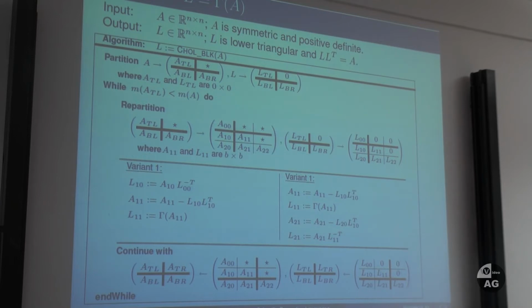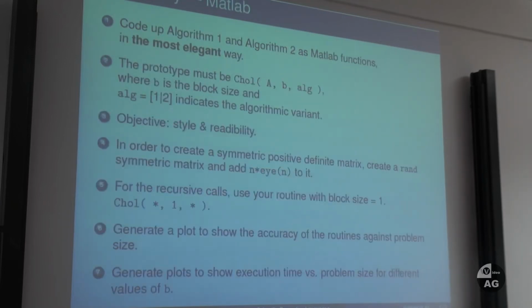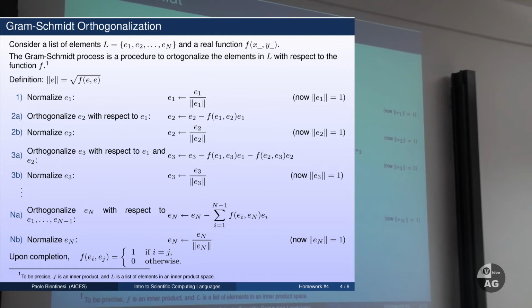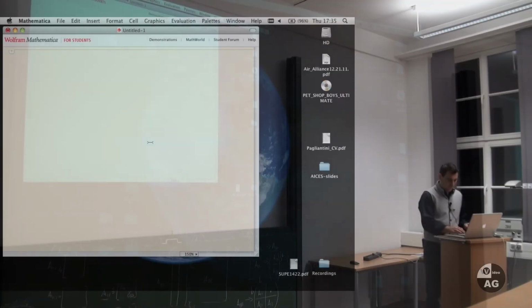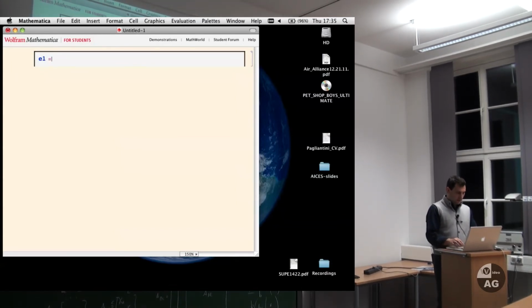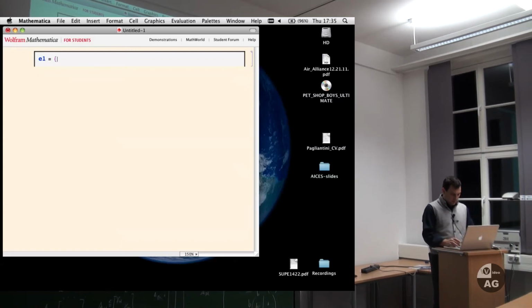Are we brave enough to move on to the second part of the assignment? This is Mathematica. And I put together these notes on Gram-Schmidt orthogonalization. Since I didn't want to scare you guys away, I tried not to talk about inner products and anything too difficult. I think what I will do is, instead of reading this, I just give you a demo in Mathematica. Let's start with two vectors. Well, let's call them two elements. E1, I assign it to 1, 2, and E2 equals 2, 3.